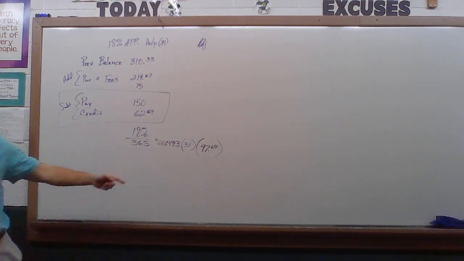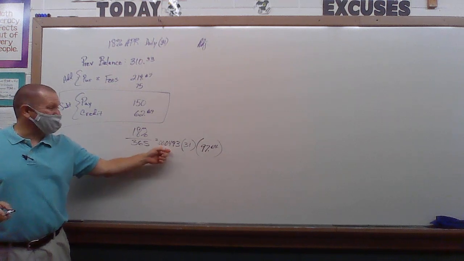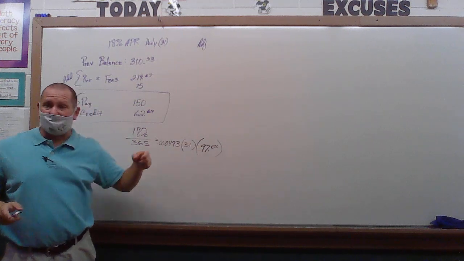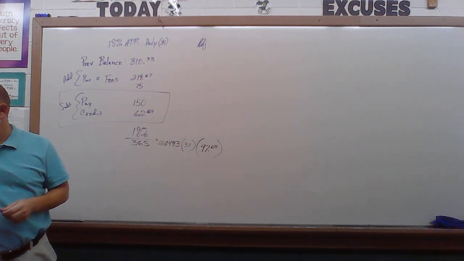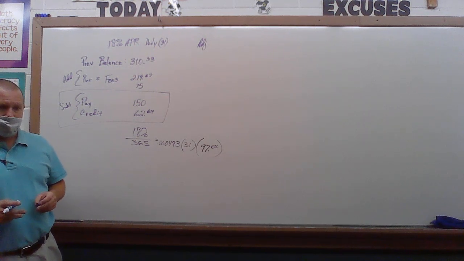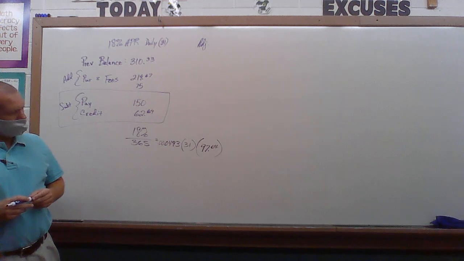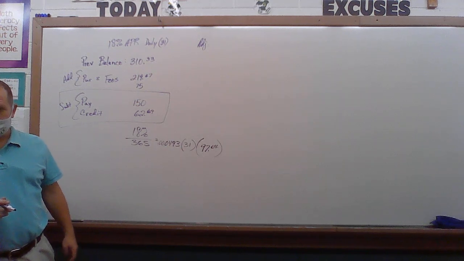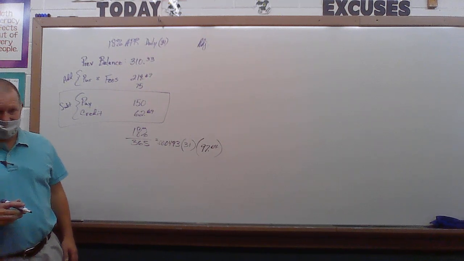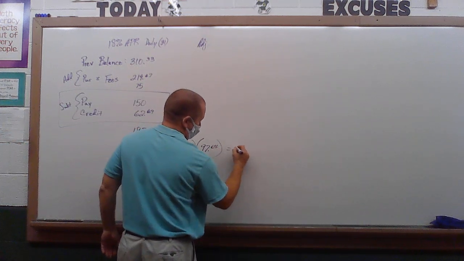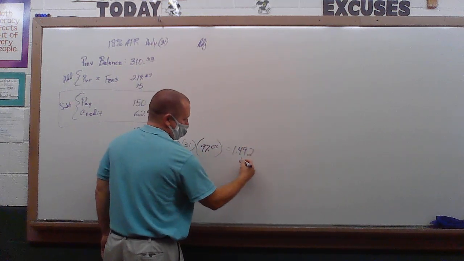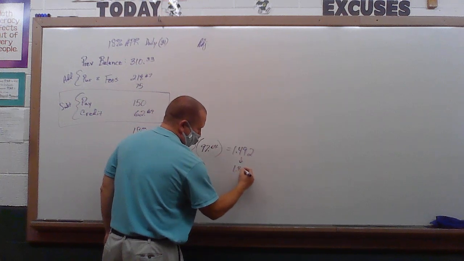So I'm going to throw that into my calculation down here, right? My periodic rate times the number of days that I'm going to be using that rate times my adjusted balance. And what do I get? 1.49. So this is equivalent to $1.49, right?